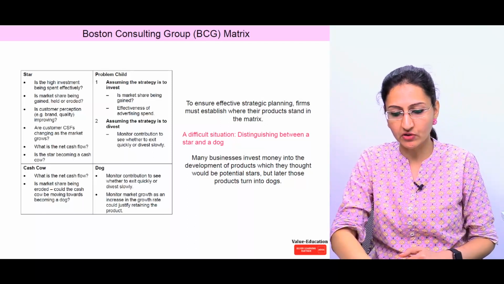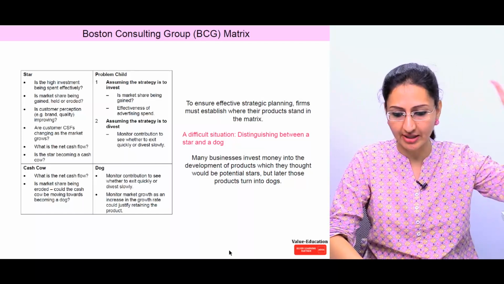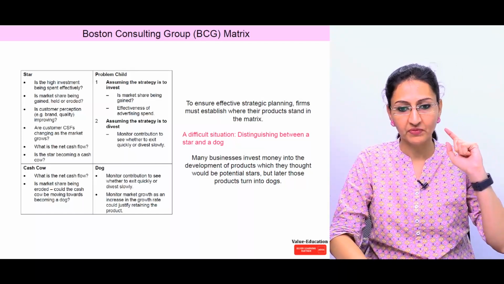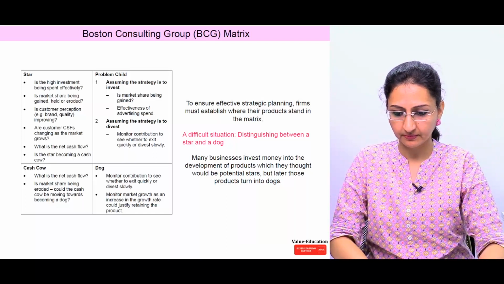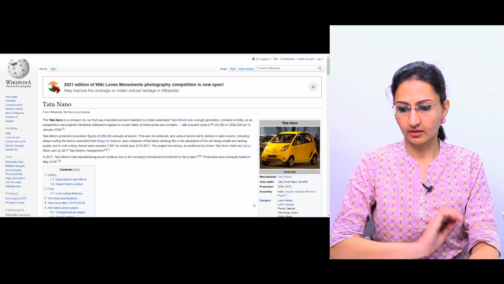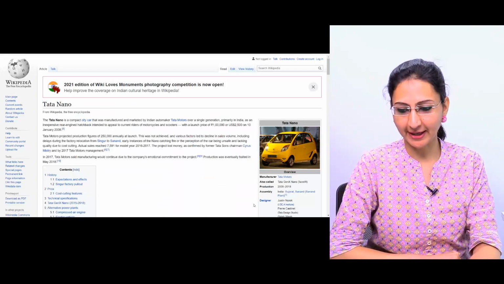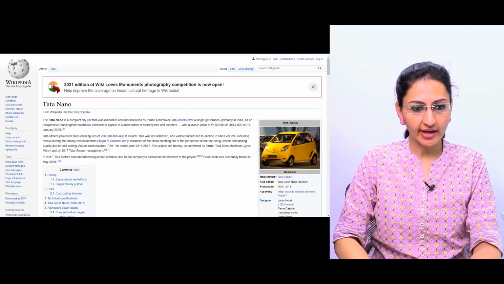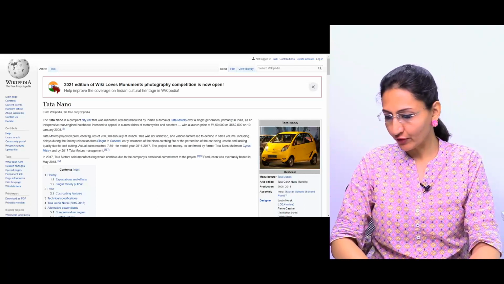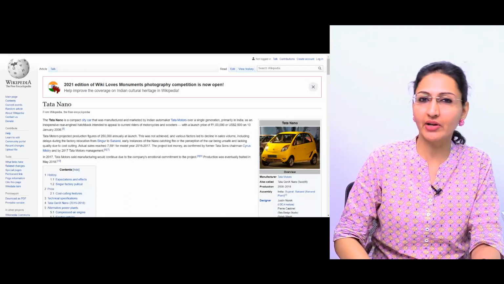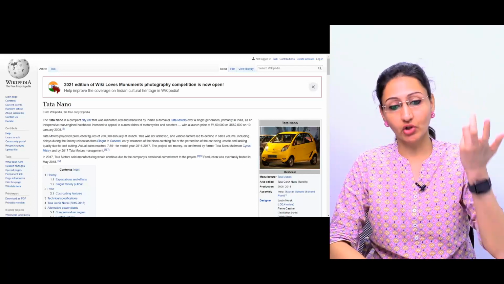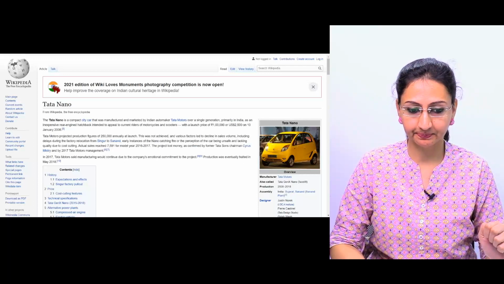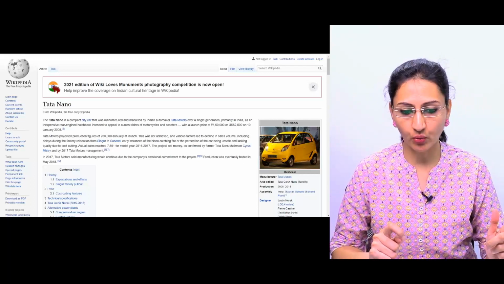Let me show you the extract so that you can link the whole concept with a practical example here. I'll bring that in front of you. Just a second. And here it is, right? So this is the extract of Tata Nano, which I was referring to, that it was once dreamt to be a star, but then suddenly it turned out to be a dog, and the production of Tata Nano was halted.